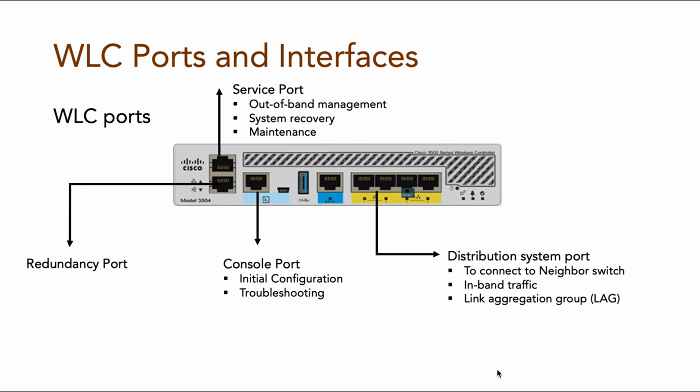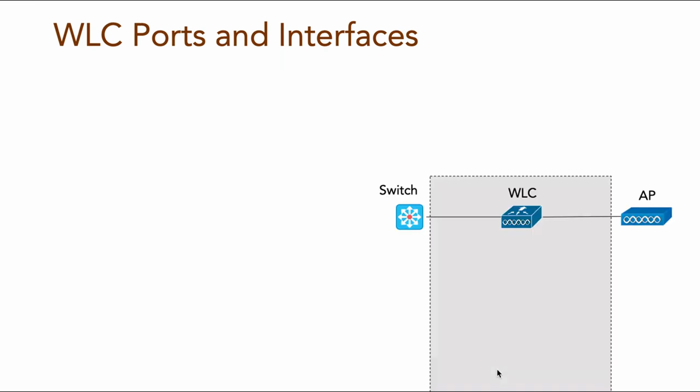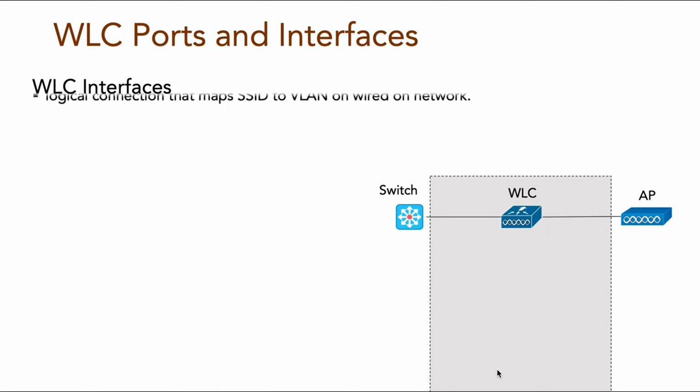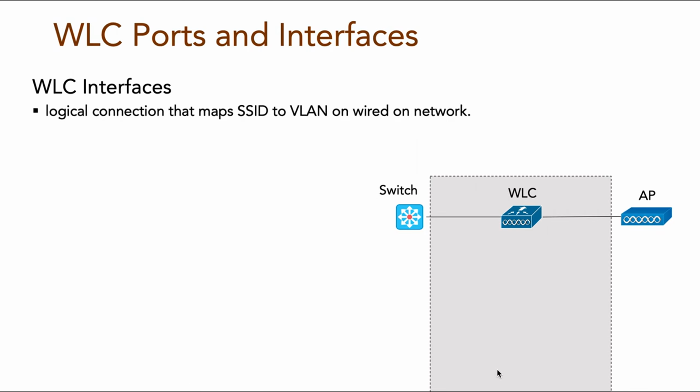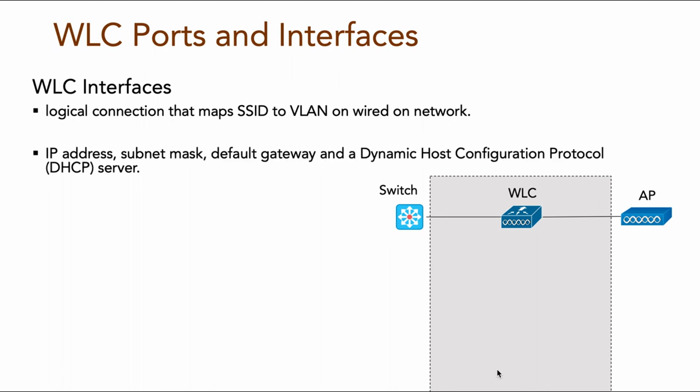This port is used to connect to a peer controller for HA operation, or high availability operation. Let's look at the WLC interfaces. A WLC interface is a logical connection on the WLC that maps an SSID to a VLAN on the wired network. Those internal logical interfaces must be configured with an IP address, subnet mask, default gateway, and a DHCP server. Each interface is then assigned to a physical port and a VLAN ID. You can think of an interface as a layer 3 termination on a VLAN.